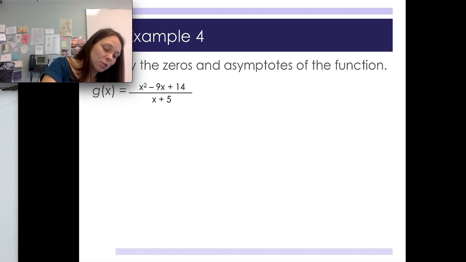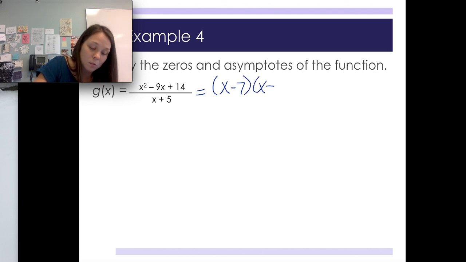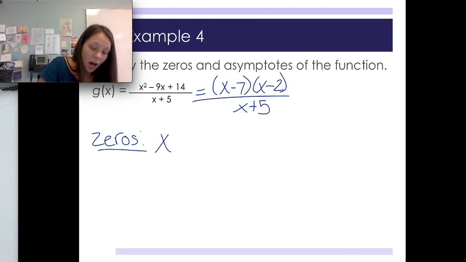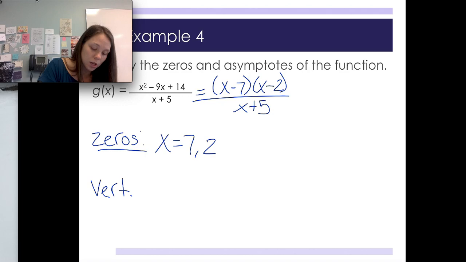All right, so the first thing you should have done is factor the numerator. X squared minus 9x plus 14 factors into x minus 7 and x minus 2. And then we have x plus 5 in our denominator. Our zeros, when we go to solve the numerator for x, I would get 7 and 2. And again, that's by solving that numerator for x once it's in the factored form. And then my vertical asymptotes, which is solving the denominator for x, would be negative 5.